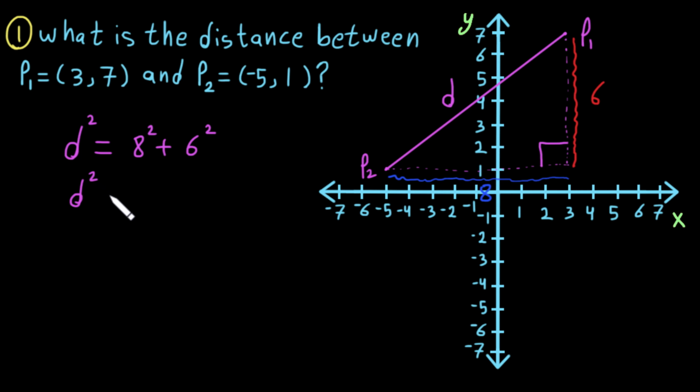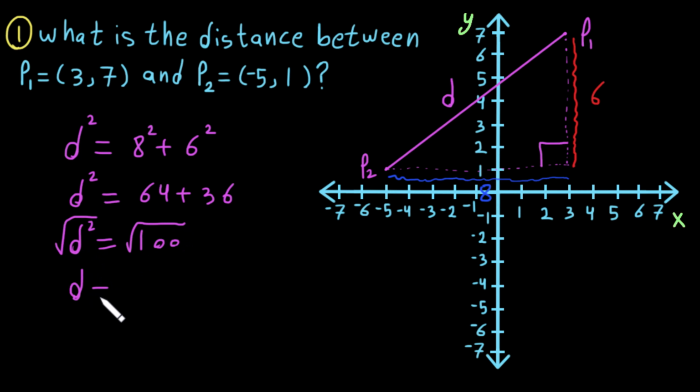So D square equals 8 square, which is 64, plus 6 square, which is 36. So D square equals 64 plus 36, which is 100. If we take the square root of both sides, the square root of D square, which is D, equals the square root of 100, which is 10. So D equals 10 units from P1 to P2, which is the same answer as before.